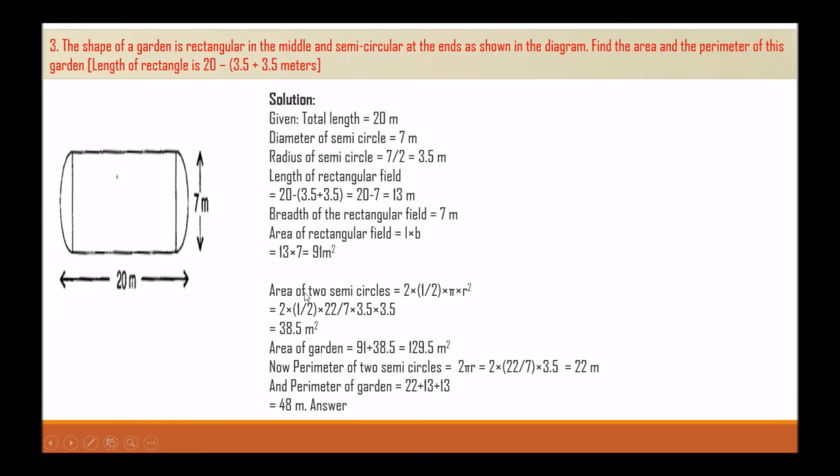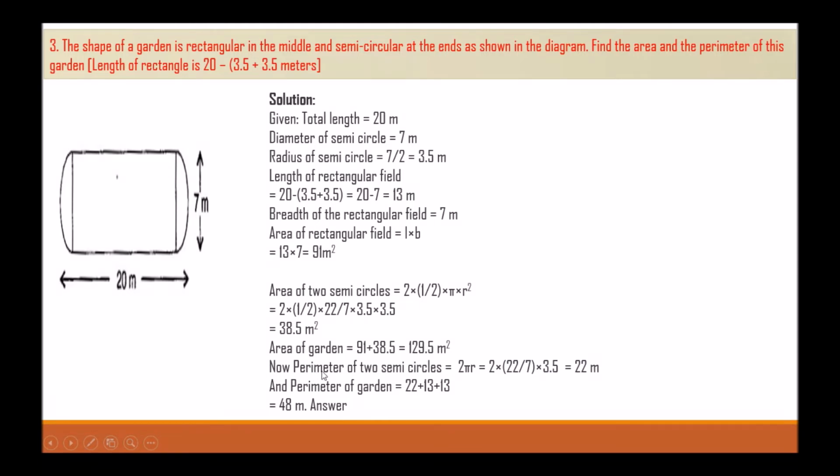Now area of two semicircles equals 2 into half into pi into r square, that is 2 into half into 22 upon 7 into 3.5 into 3.5. So we will get 38.5 meter square. Now area of garden equals 91 plus 38.5, that is 129.5 meter square.